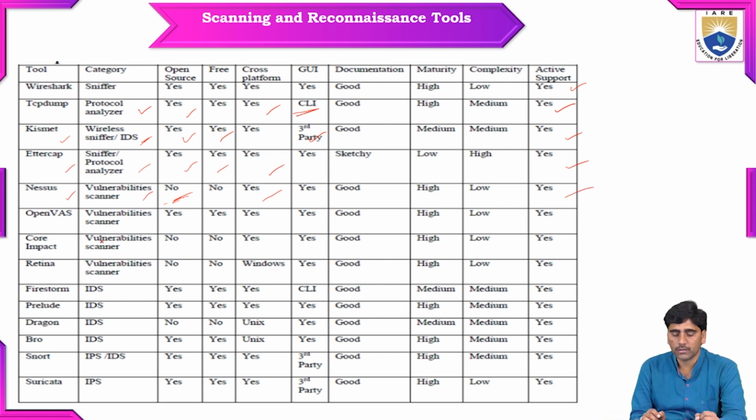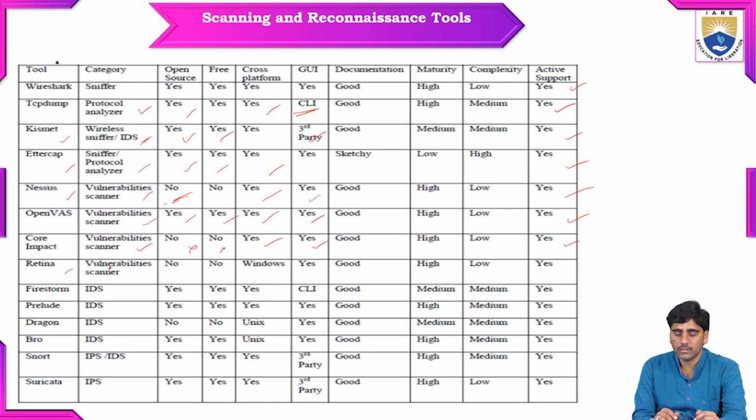Next one, OpenVAS. It is also a vulnerability scanner. It is open source. It is free of cost. It is cross platform, and it is operated in GUI mode also, and actively supported. And Core Impact is also one type of vulnerability scanner. It is not open source, and it is not free of cost. It is cross platform, and it is operated in GUI mode, and it is actively supported.